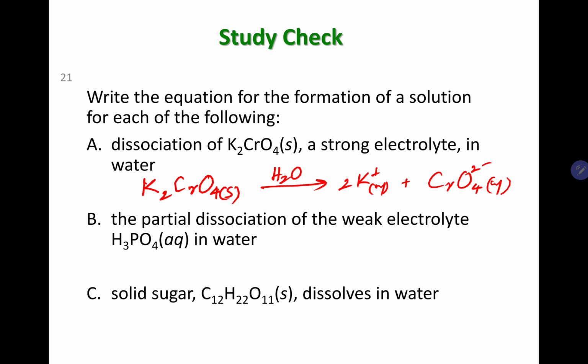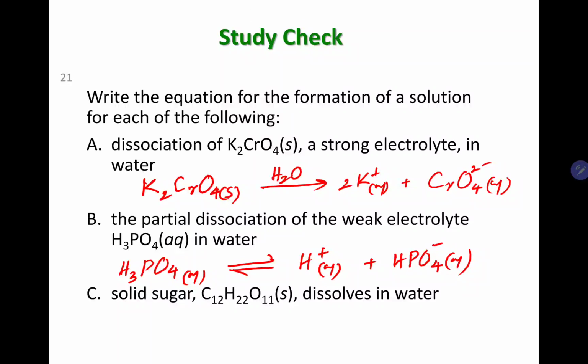Next you have phosphoric acid. Here's the thing, phosphoric acid is a weak acid, so you'll have H3PO4. From that, it will show partial dissociation. So you will have some H plus and then H2PO4 minus. Remember to use the reversible arrow because it is not a strong acid. If phosphoric acid is like HCl, then you will have complete dissociation.